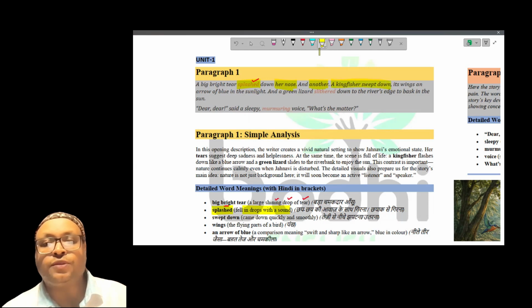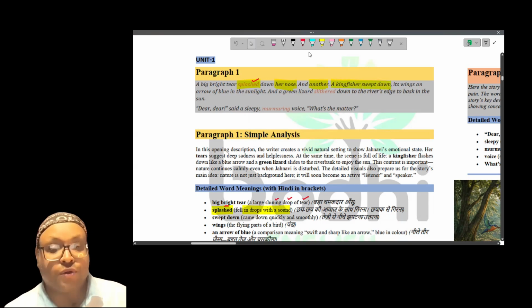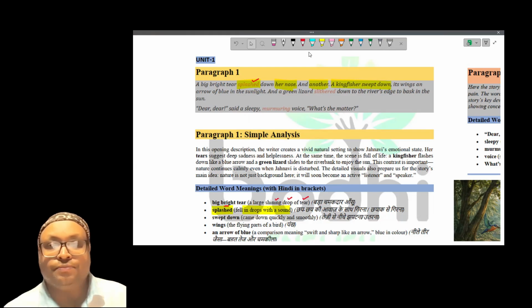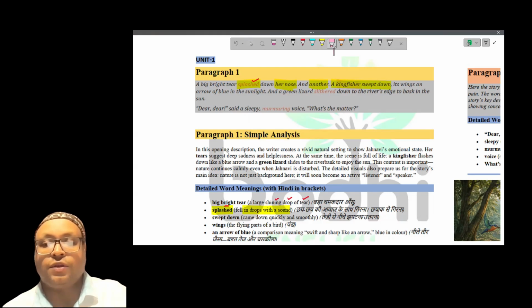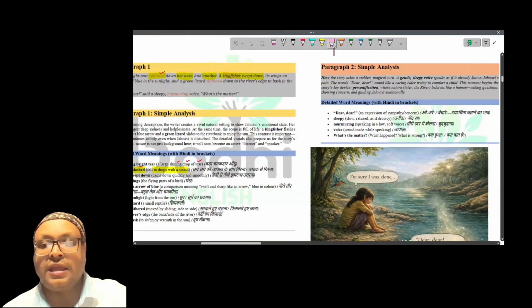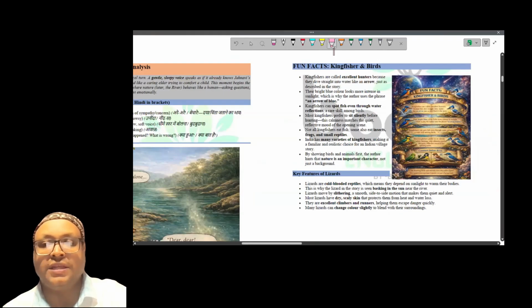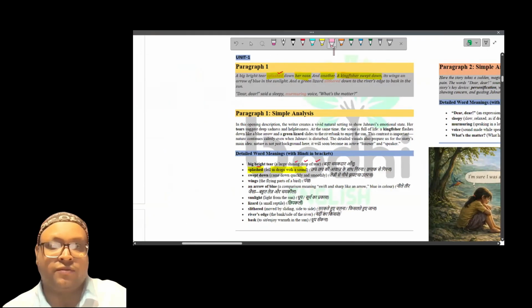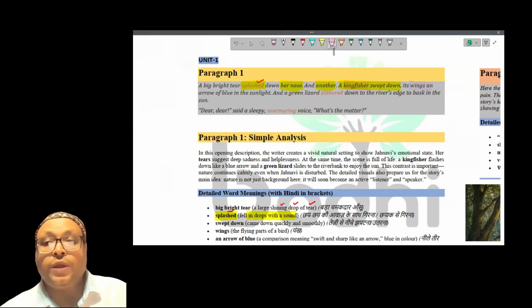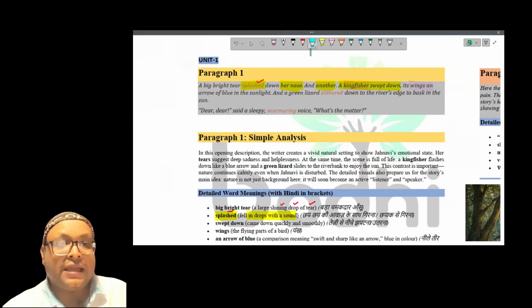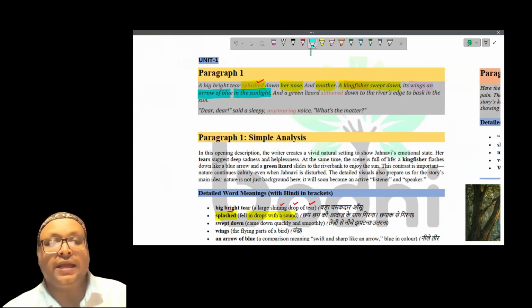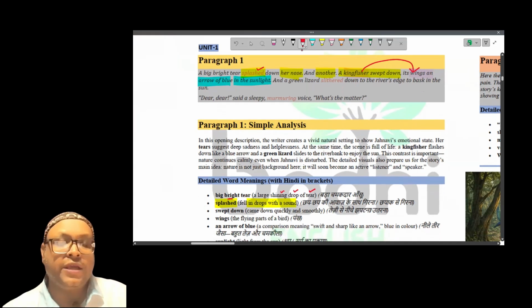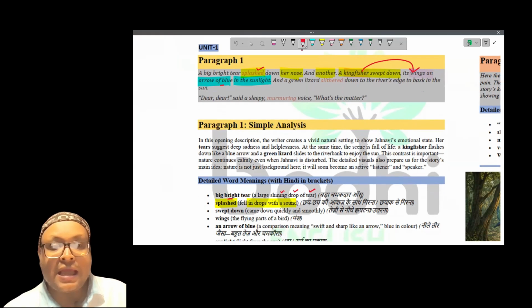A kingfisher swept down. What is a kingfisher? Kingfisher is a bird. Now we will talk about the kingfisher in this particular place, but let us first finish the text, then we are coming to the kingfisher. Okay, don't worry. Now, its wings an arrow of blue in the sunlight. The wings referred to here are the kingfisher's wings, which reflected an arrow of blue color in the sunlight.